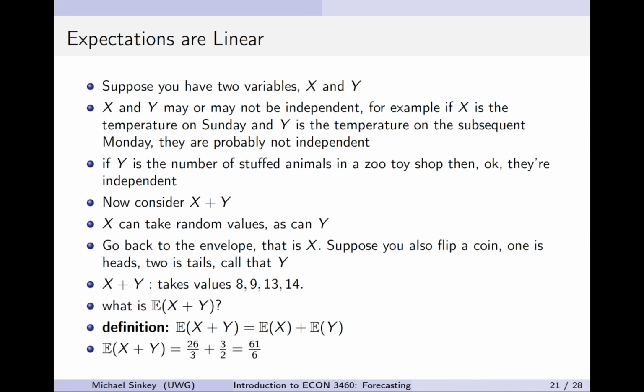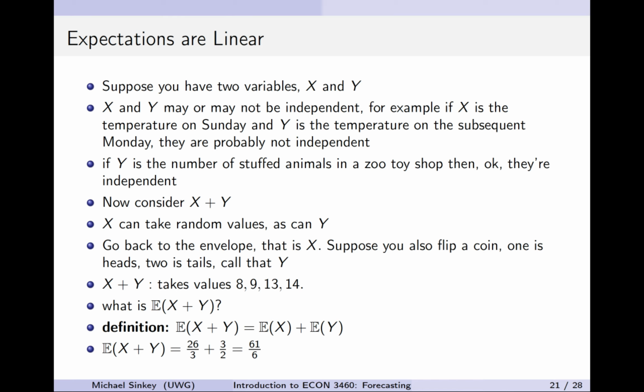Expectations are linear. So suppose you have two variables, x and y, and they may or may not be independent. If x is the temperature on Sunday and y is the temperature on the subsequent Monday, then they are probably not independent because they are correlated with whatever the weather patterns are in the area. However, if y, instead of being the temperature on that Monday, is the number of stuffed animals in a zoo toy shop, then we could say, okay, they're independent. So let's look at x plus y.